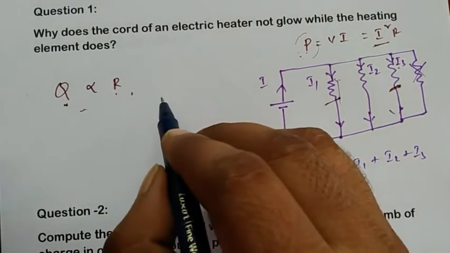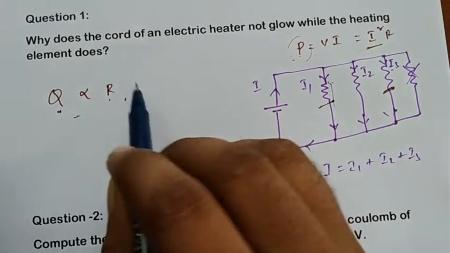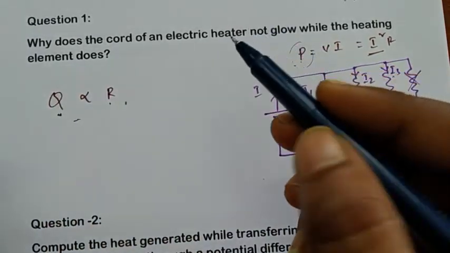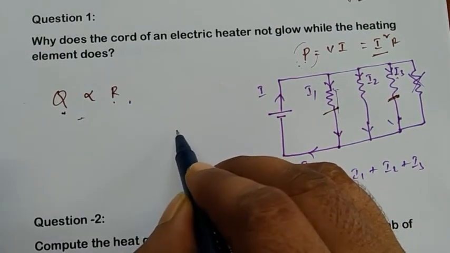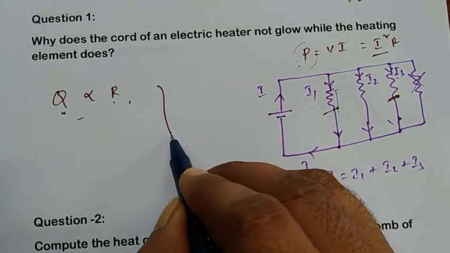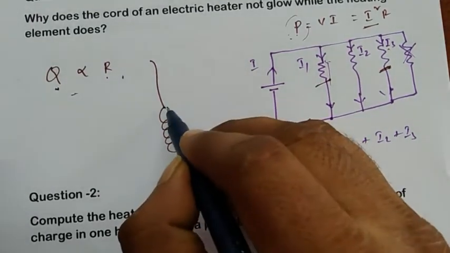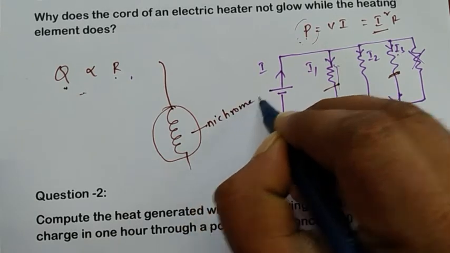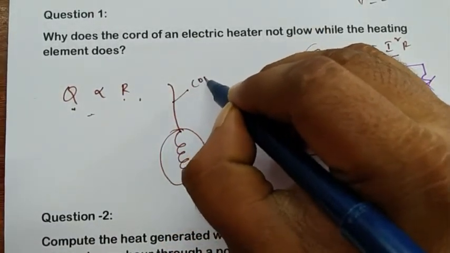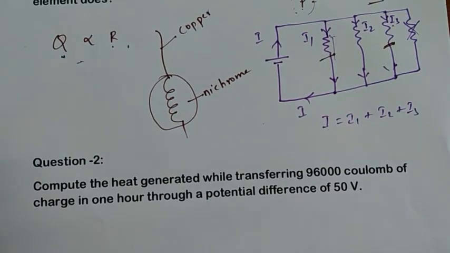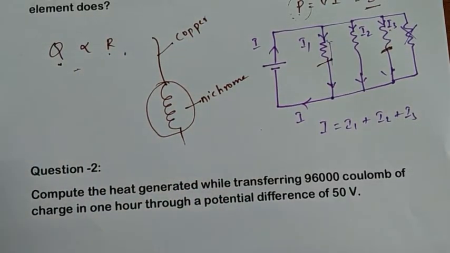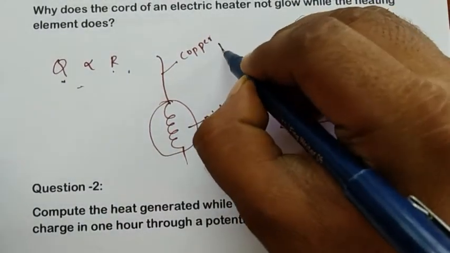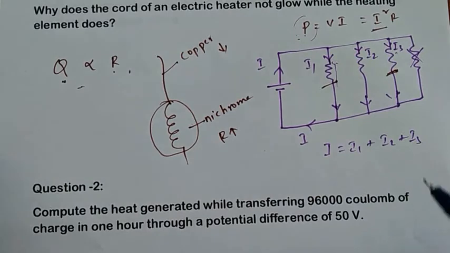Now we come to the actual question. Why does the cord of an electric heater not glow while the heating element does? The heating element and the cord: for example, this is the cord, and here we have a heating element. The heating element is made of nichrome, an alloy, and the cord is made of copper wire. Both are entirely different. The element has a very high resistance, and the cord has a low resistance.